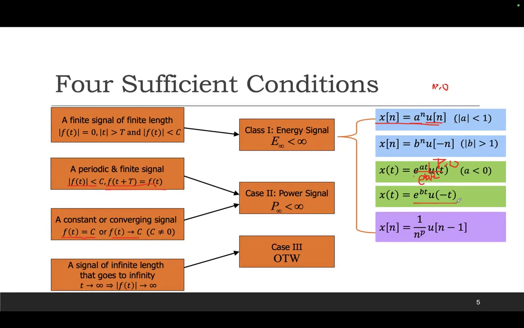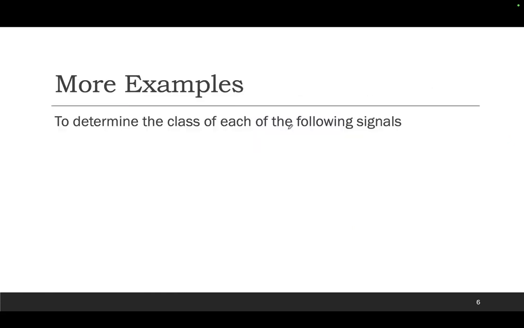And how about this one? Actually, it's just the opposite. B is greater than 0, am I right? And this one will have P greater than 1 over 2. Yeah, this is just a P series, we talked about that. If you see this kind of signal with this condition, then those signals will belong to energy signals. Okay, and then let's talk about more examples.